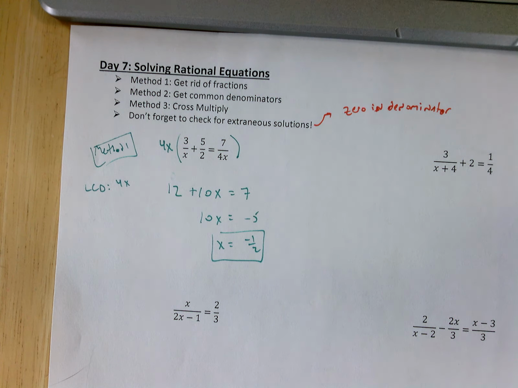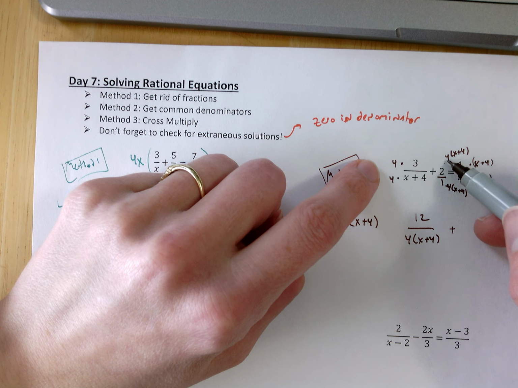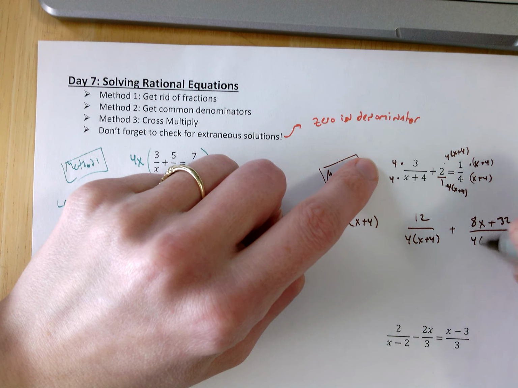So that would leave me with 12 over 4 times x plus 4 plus, okay, I'm going to do kind of the distributive property here, right? So 2 times 4 would give me 8, and then I have to distribute that 8. So it would be 8x plus 32 over 4 times x plus 4, right? And then that's going to equal x plus 4 over 4 times x plus 4.